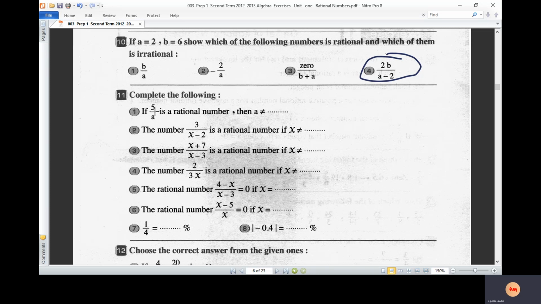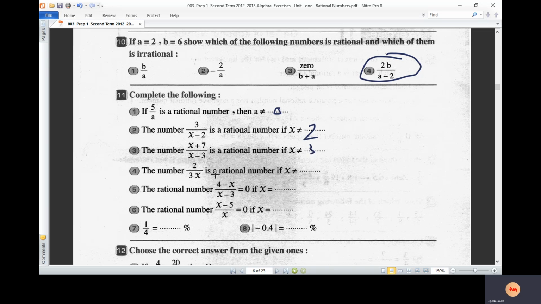Complete the following. 5/A is a rational number, then A not equal 0. The number 3/(x-2) is a rational number, so you will make x-2 not equal 0, so x not equal 2. And here the same, you will make x-3 not equal 0, so you will get x not equal 3.